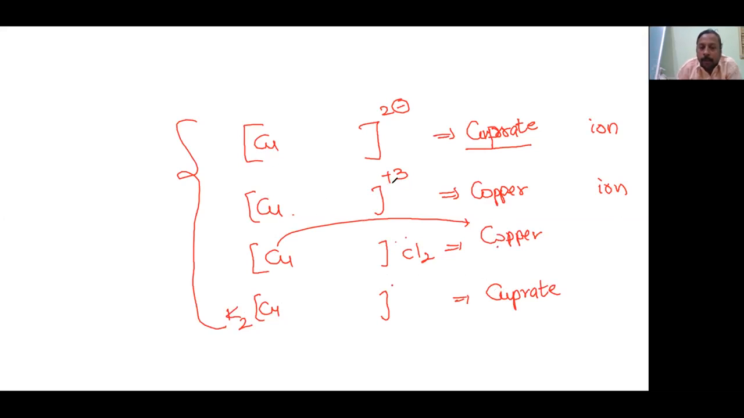Square bracket on center, but without any charge, with positive charge. Okay, all examples I have taken, and one more example also I will take. This one, no charge is there, then also you will write copper. Okay, this is about the metal. Now let us see about the chlorine.